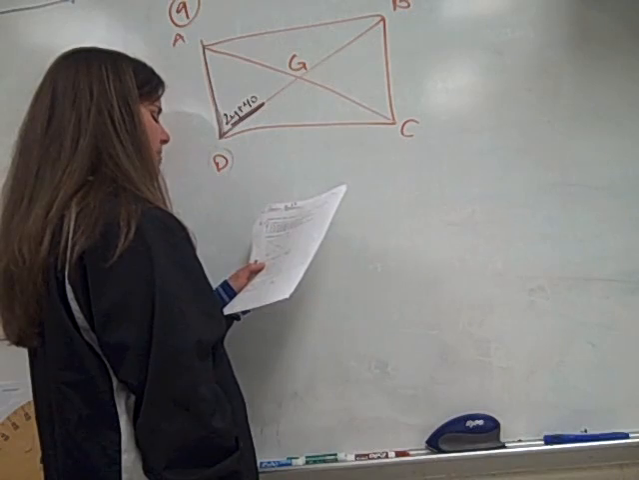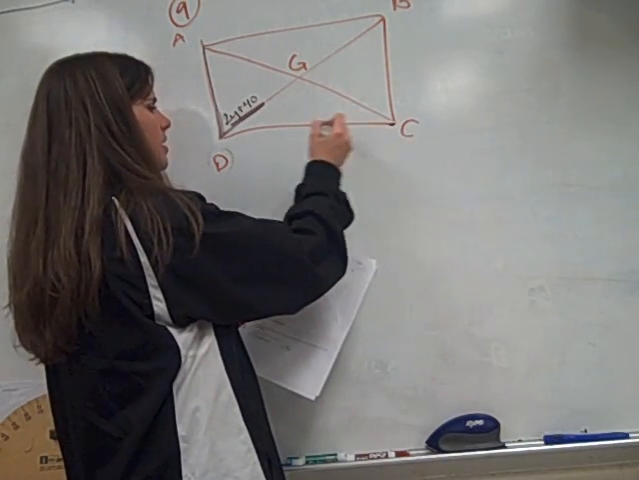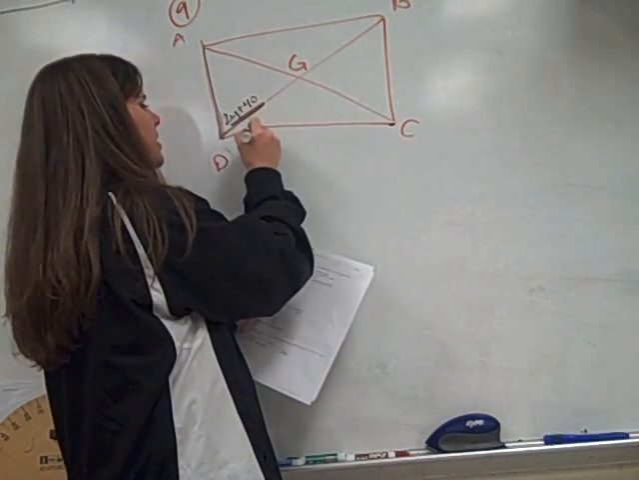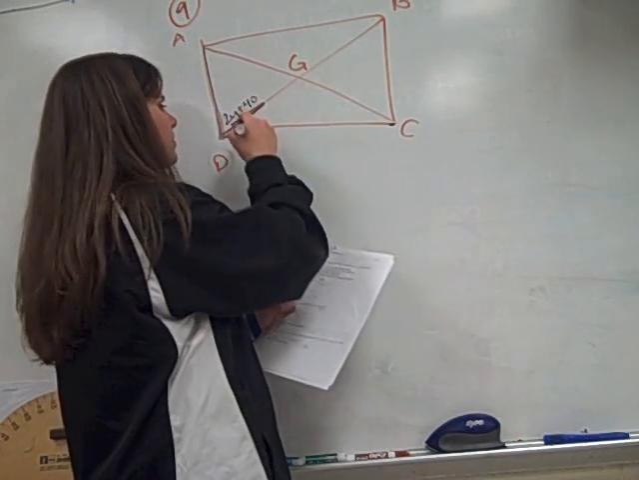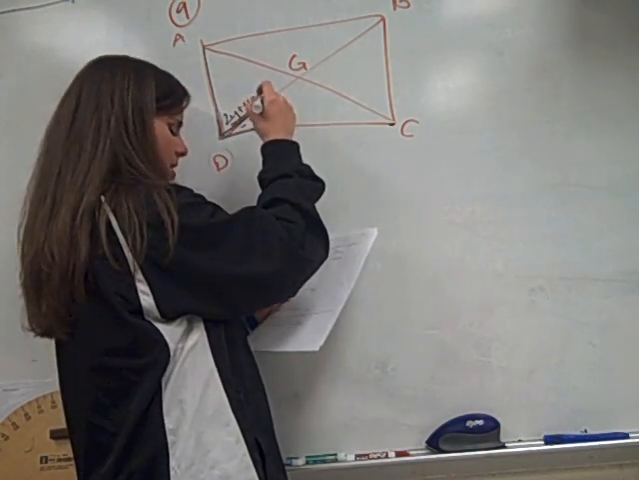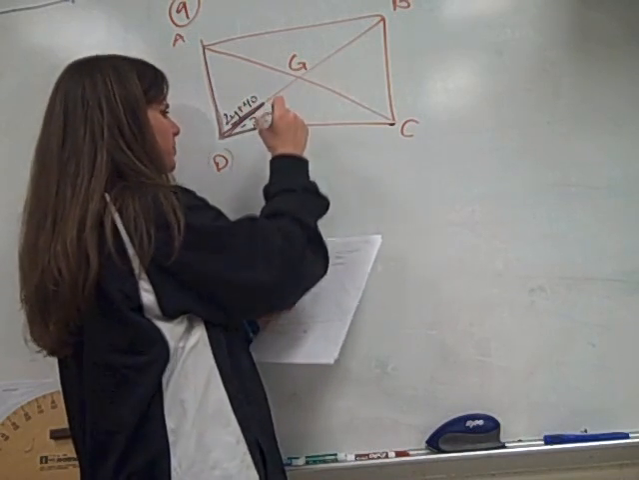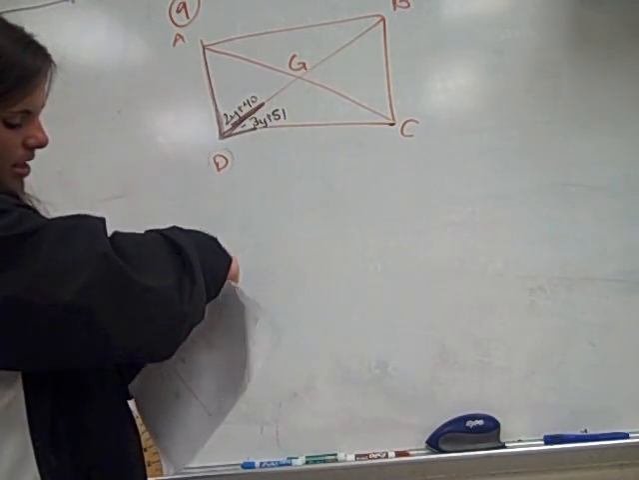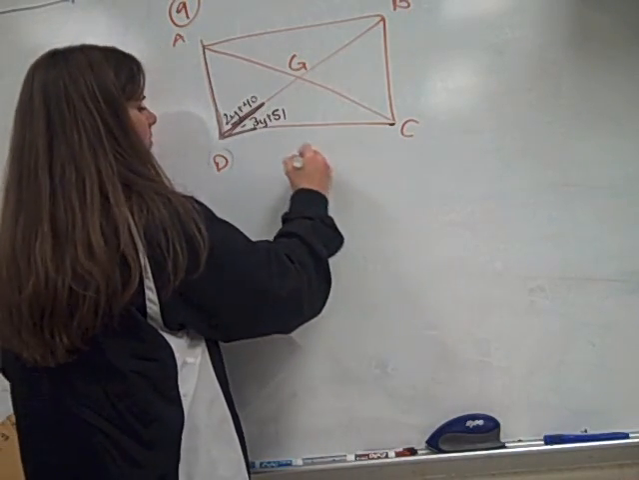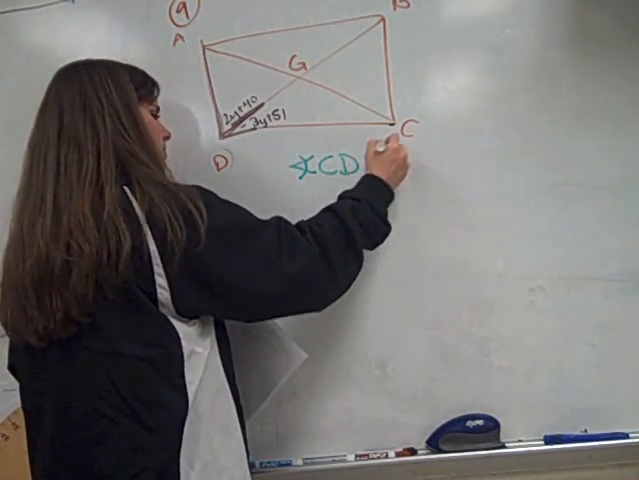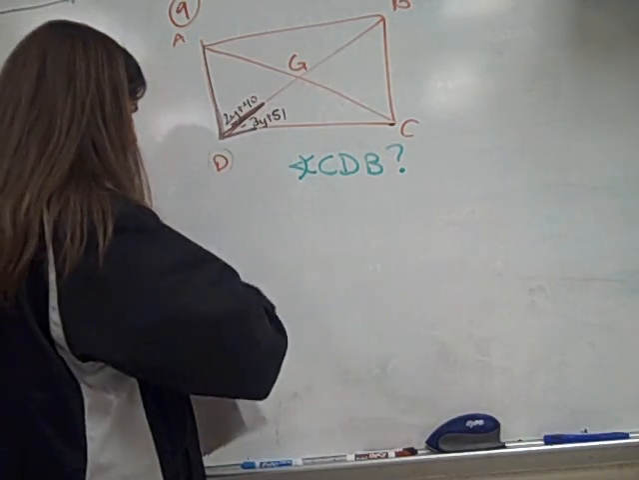And CDB, here's C. We're going to go through D. We're going to go up to B. Focus on that middle letter. Do you see the angle we're working with? Negative 3y plus 51. And then we want to find angle CDB. Alright, so take a look at what they give you.